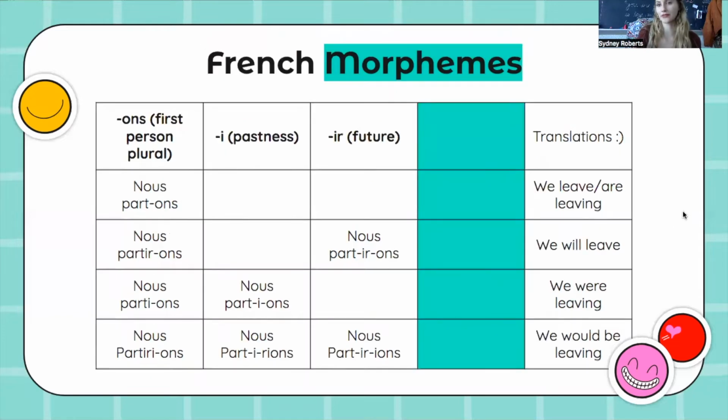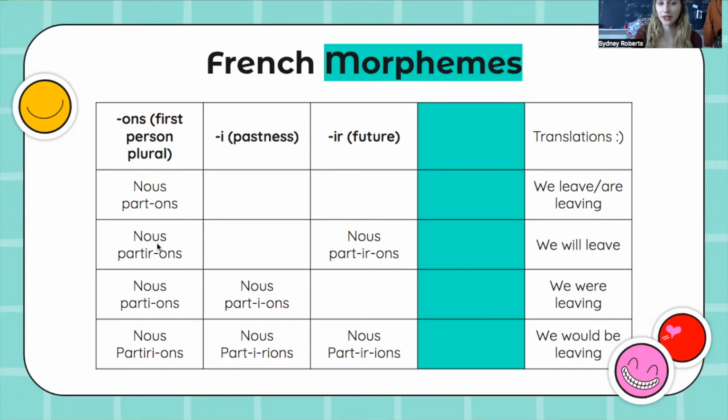Then we have our French morphemes. So I'm giving some examples of affixes here, some that go on the end, some that sometimes you can find in the middle. We'll look at some examples and then I've got some translations over here. So ons is a first person plural suffix. So saying nous partons would mean we leave or we are actively leaving.